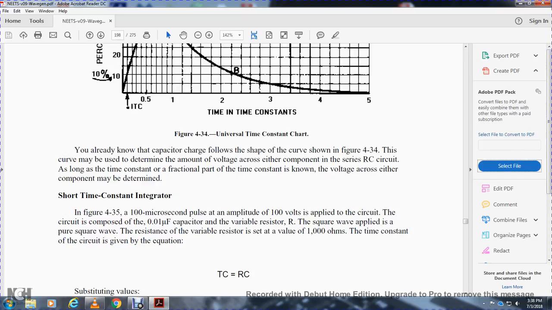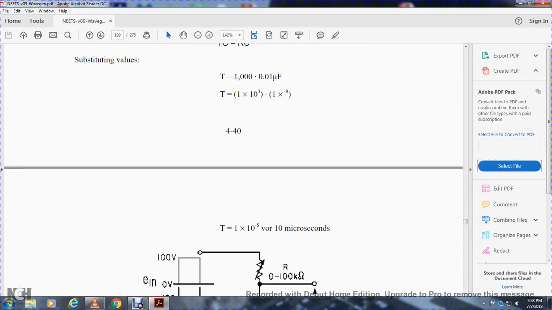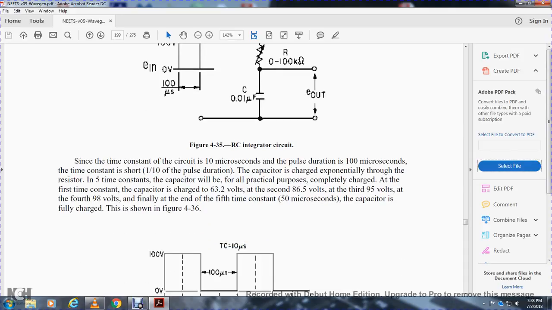Short time constant integrator. In figure 4-35, a 100 microsecond pulse with an amplitude of 100 volts is applied to the circuit, which is composed of a 100 picofarad capacitor and a variable resistor. The resistance of the variable resistor is set to a value of 1000 ohms. The time constant for the circuit is given by the equation: time constant equals resistance times capacitance. The time constant of the circuit is 0.1 microseconds, and the pulse duration is 100 microseconds. The time constant is shorter than 1/10 of the pulse duration, so the capacitor charges exponentially through the resistor. Five time constants for the capacitor will be, for all practical purposes, a completed charge.